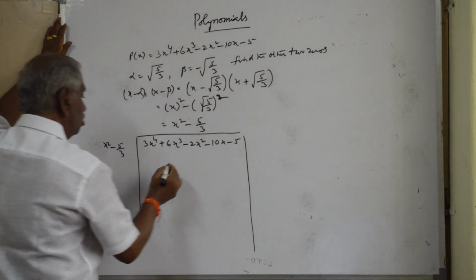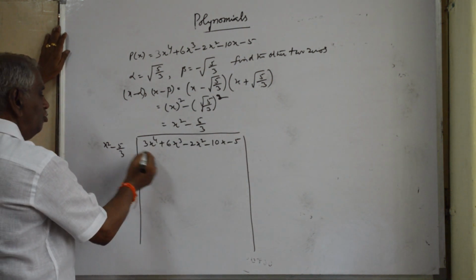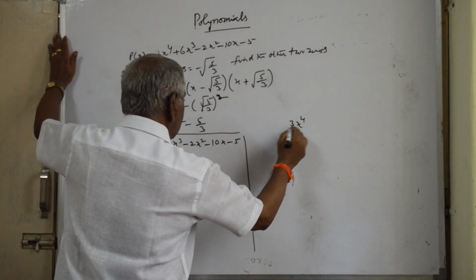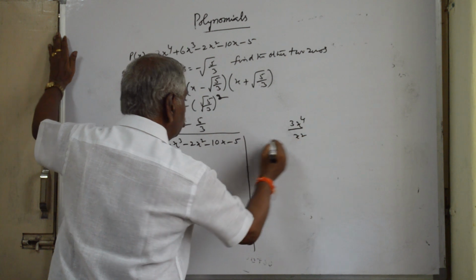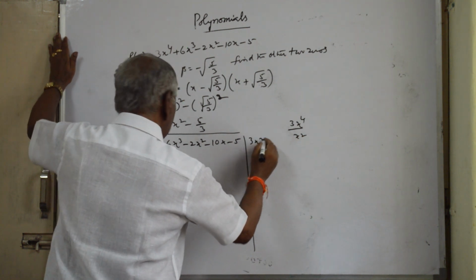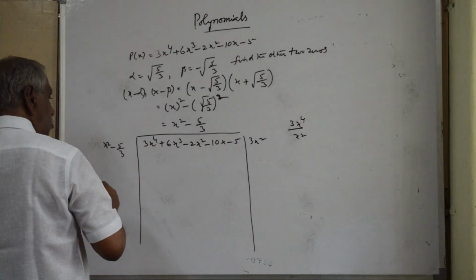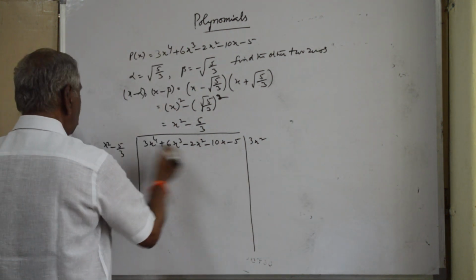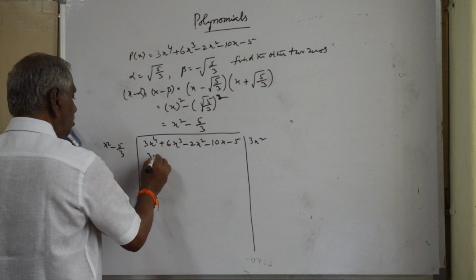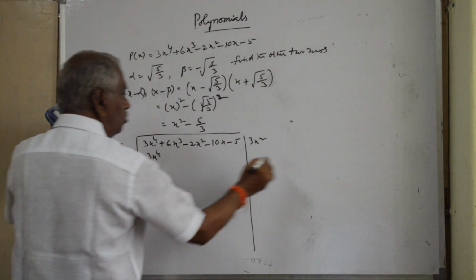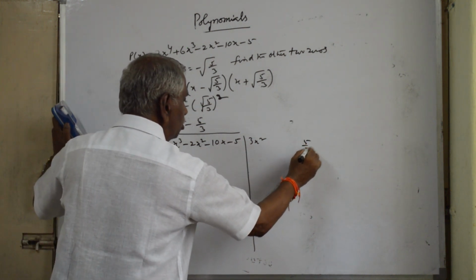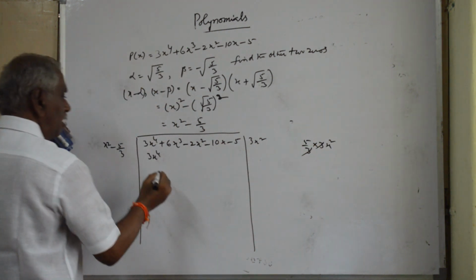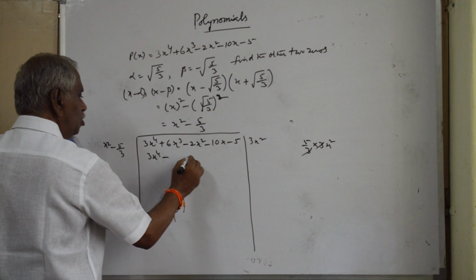by x square minus 5 by 3. Let us see. Look here. Here it is 3x power 4 and here it is x square. 3x square by x square, we can say 3x square here. Now multiply: 3x square into x square is 3x power 4, 3x square into 5 by 3, the 3 gets cancelled, you have minus 5x square.